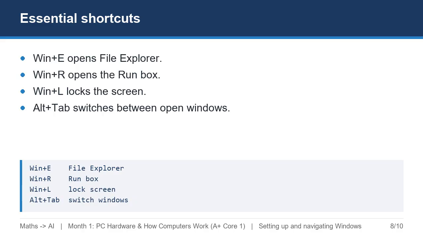Learn these 4 shortcuts and you will work much faster. Windows key plus E opens File Explorer. Windows key plus R opens the Run box. Windows key plus L locks the screen, which is great when you step away from a machine. And Alt plus Tab switches between your open windows. Practice these until they become muscle memory.